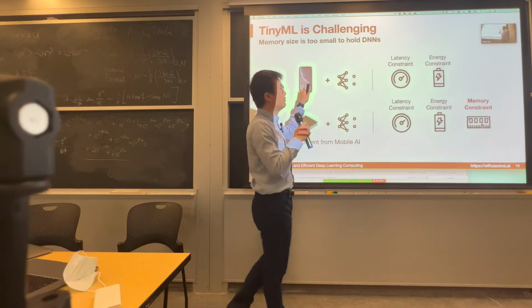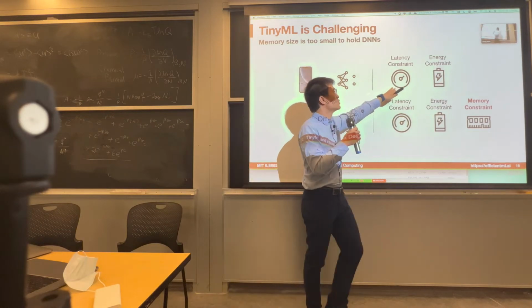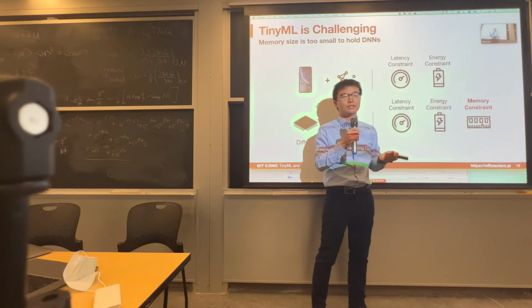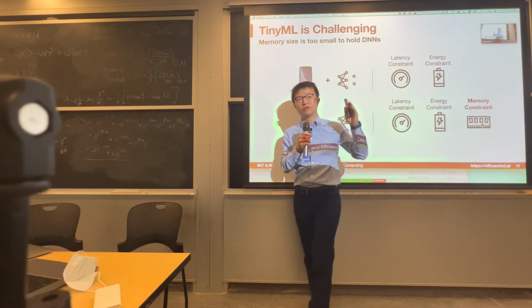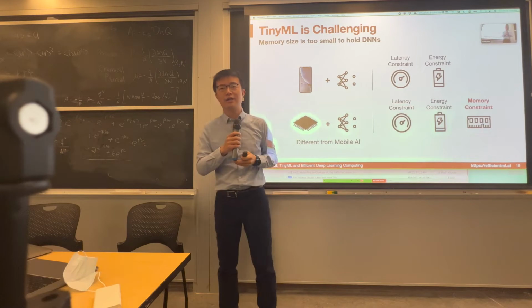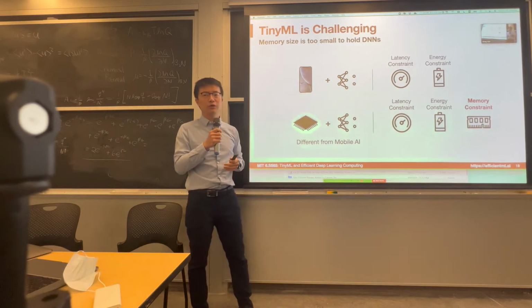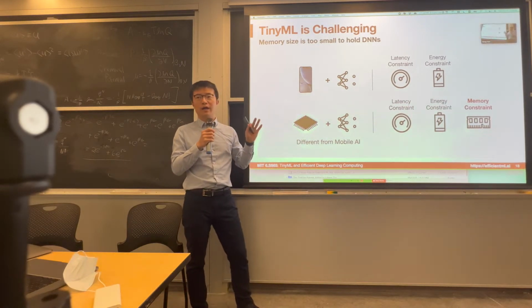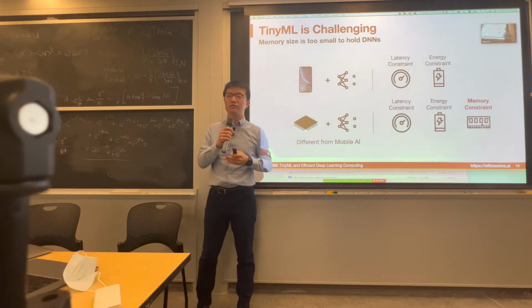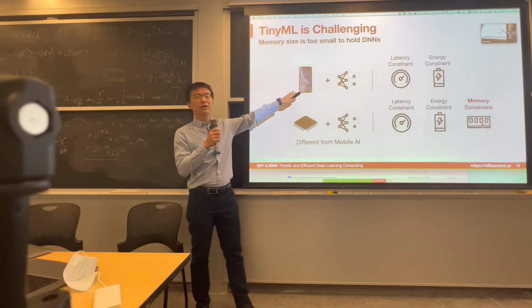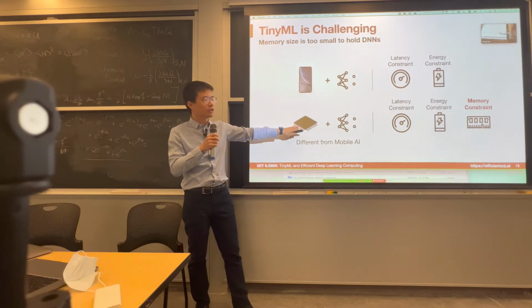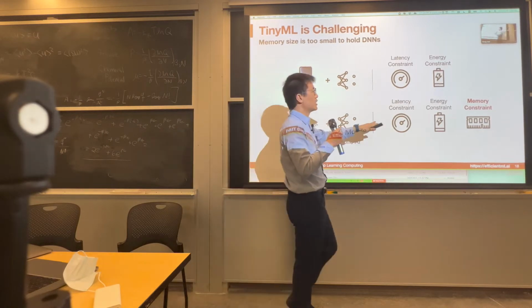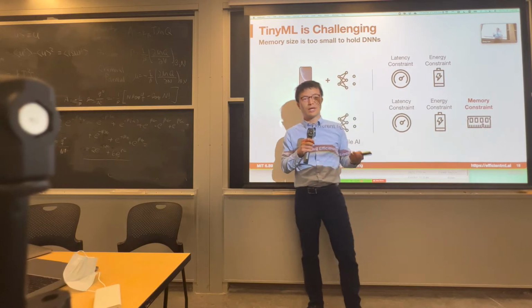So for these mobile phones, we are sometimes constrained by latency and also energy. But now we have a new constraint, which is the memory constraint. For a mobile phone, we can easily get gigabytes of memory. Although you want to have a particular allocated memory space for different applications, this is a lot of memory for you to use. But here it's only a couple of hundred kilobytes. So this memory constraint is a new challenge for TinyML.